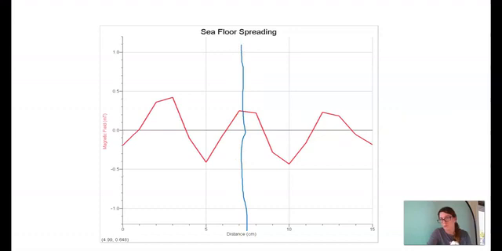You can use a ruler so your line will be nice and straight. Then go ahead and label that line that you drew as the mid-ocean ridge.